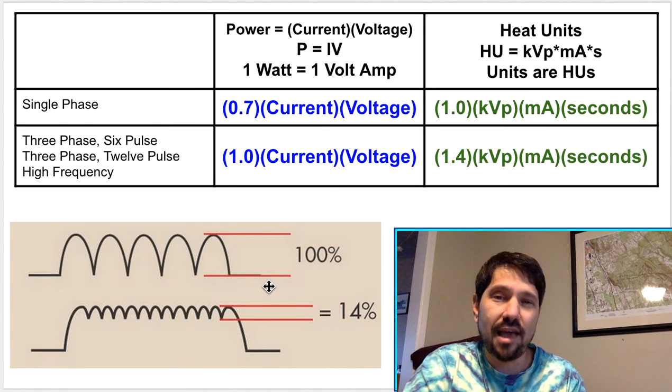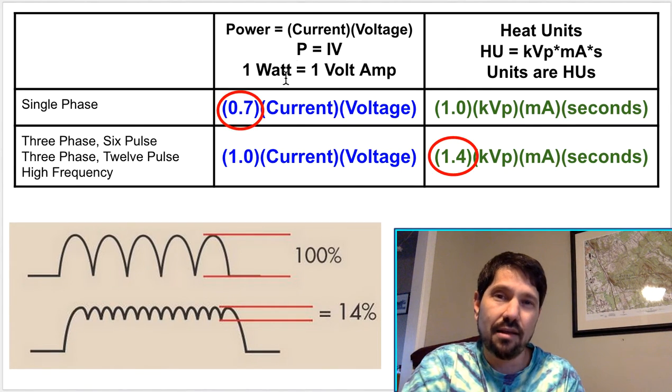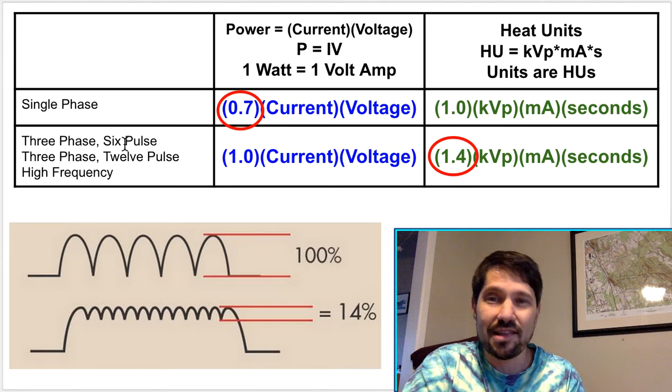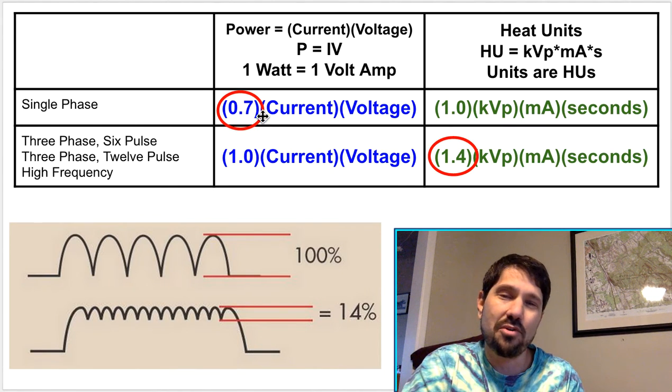So when we pull it together, we see that I have to scale power down for single phase when talking about power, and I have to scale heat units up for everything that's not single phase. So those are my magic numbers.